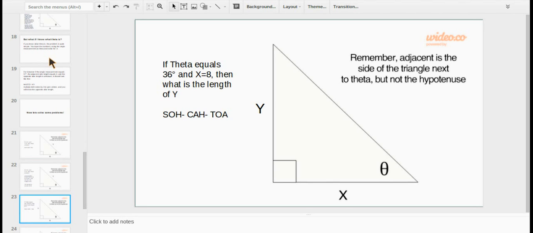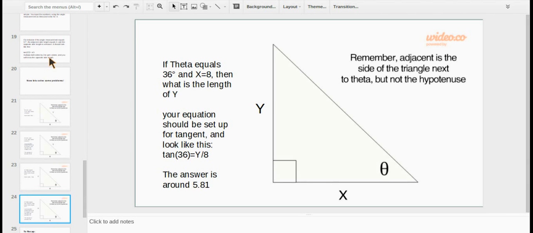If theta equals 36 degrees and x equals 8, then what is the length of y? Your equation should be set up for tangent and look like this: tan of 36 equals y divided by 8. The answer is around 5.81.